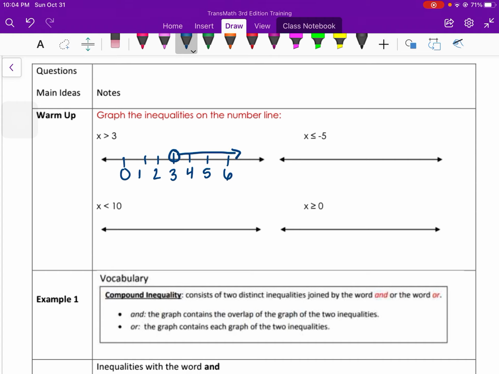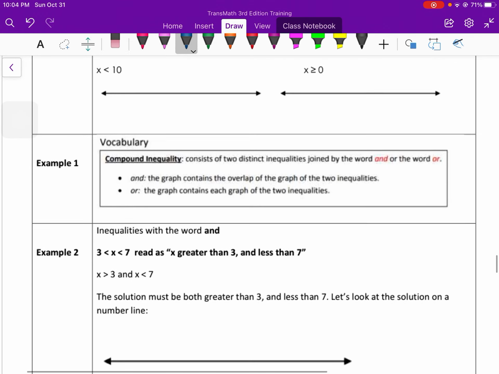The next one says x is less than or equal to -5. So -5, when I count to the right, I'm going to count up: -4, -3, -2, -1, 0. To the left, it would be like -6, -7, -8, because as you go to the left, it gets more negative. This one has a closed circle at -5, and then you would be going to the left.